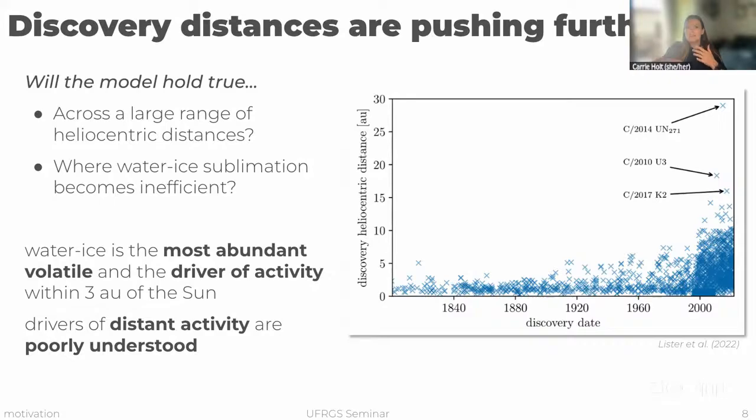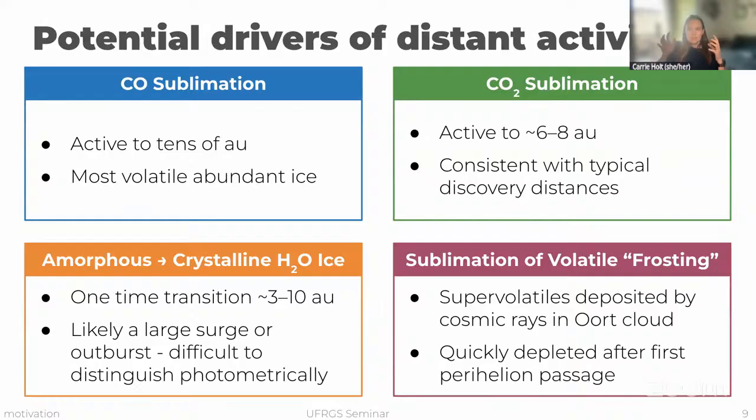So having these observations and getting an idea of how they brighten can tell us more about what is driving the distant activity that we don't fully understand. So if water ice isn't driving activity beyond 3 AU from the sun, what is?